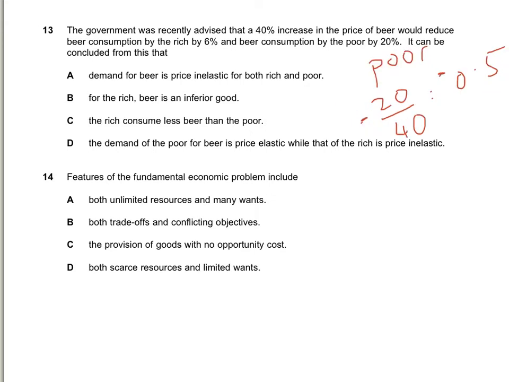And now for poorer groups, which is 20 over 40, but remember the fall is 20, so it's negative, which produces a coefficient of negative 0.5, so still again inelastic. So overall the conclusion is that the demand for beer is inelastic for both groups of consumers.